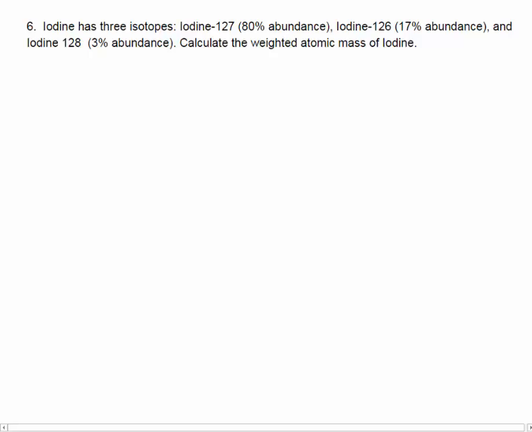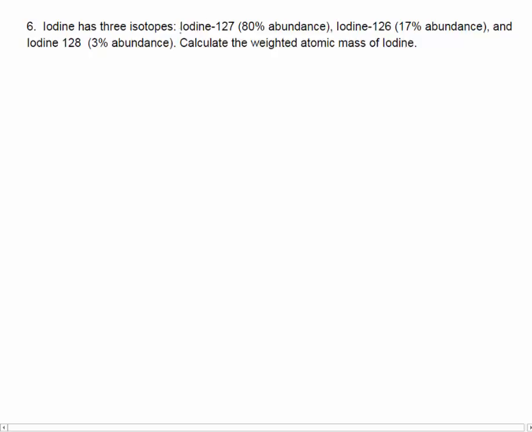Okay, this is the calculating average atomic mass worksheet 1, and this is going to be 6, 7, and 8. Number 6 here has the isotopes of iodine. It has 3 of them. And again, if it doesn't give you the actual mass number, so you don't get a number with all those decimals for the mass, you just take the mass number.